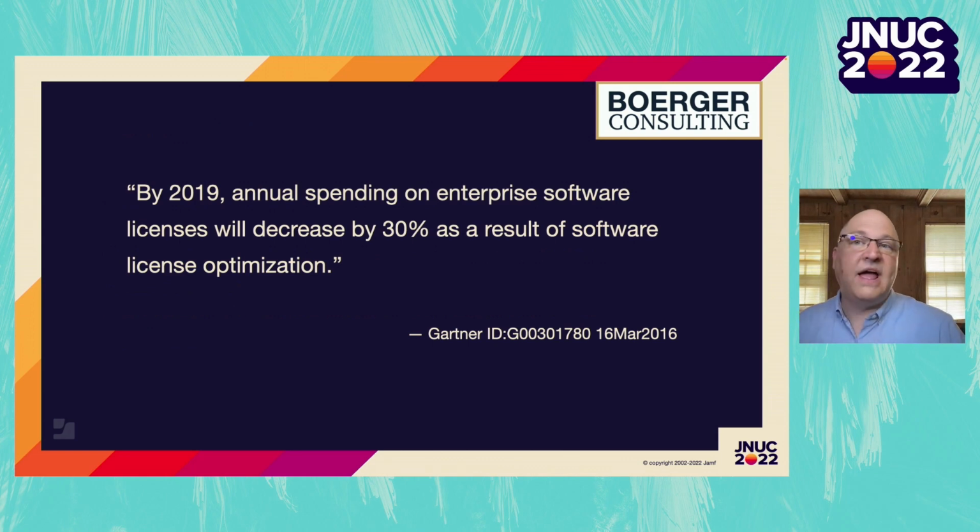So what do I mean by opportunity here? Well, back in 2016, a report came out from Gartner, and I have the Gartner ID there if you guys want to look at it. By 2019, annual spending on enterprise software licenses will decrease by 30% as a result of software license optimization. So this was written in 2016. The prediction was in 2019. And here we are sitting in 2022.